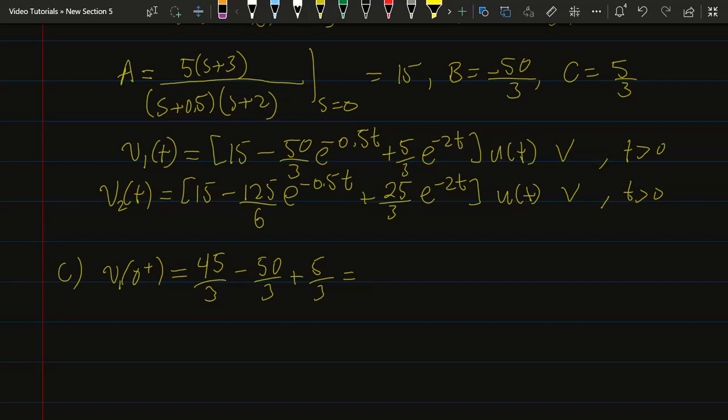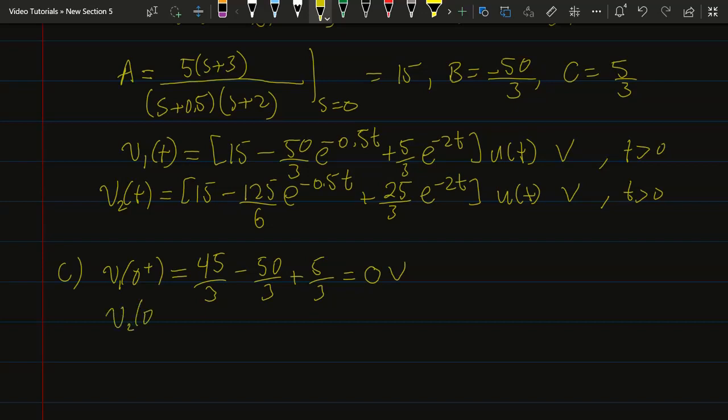So this is in fact equal to 0 volts. So that's 15 minus 50 over 3 plus 5 over 3, and these two have common denominators already. This is 15 over 3 is 45 over 3 is 15, that's correct, and minus 50 plus 5 is minus 45, plus 45, that's 0, so that's correct.